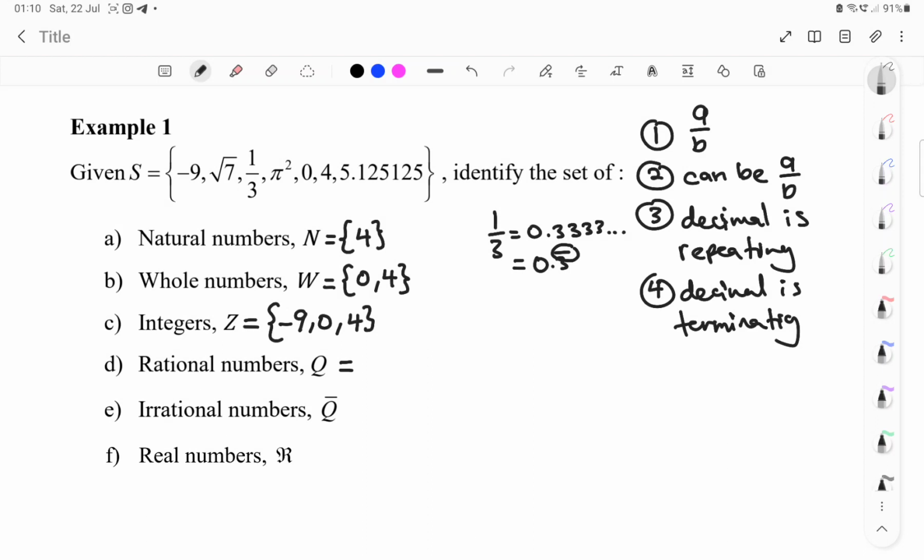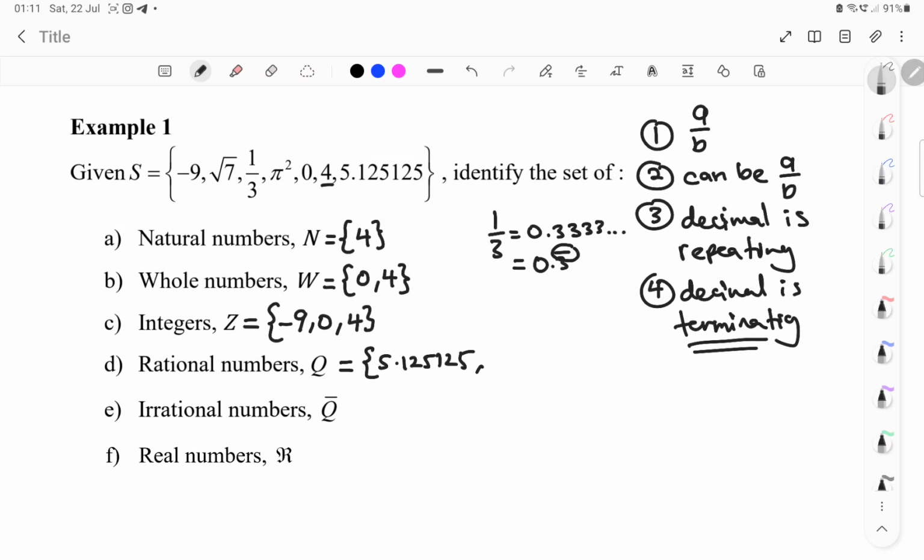What kind of example do we have? We have an example in our list already, for example this one, 5.125125. What does it mean by terminating? It means that the digits end here. It doesn't have the 3 dots at the back. So this is one of our rational numbers. So we can put it in. What else? Let's have a look.